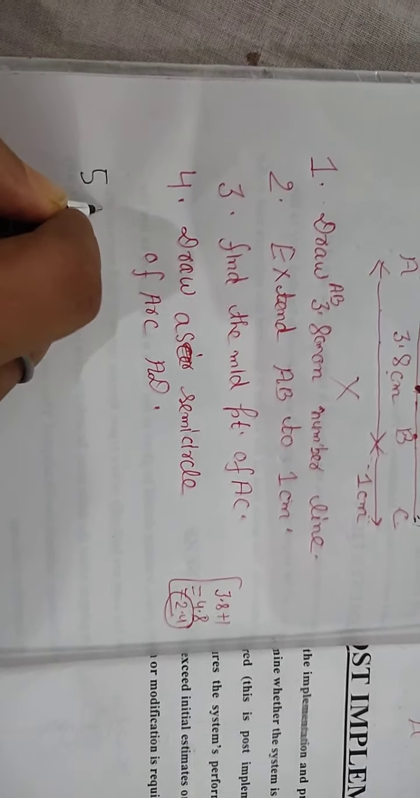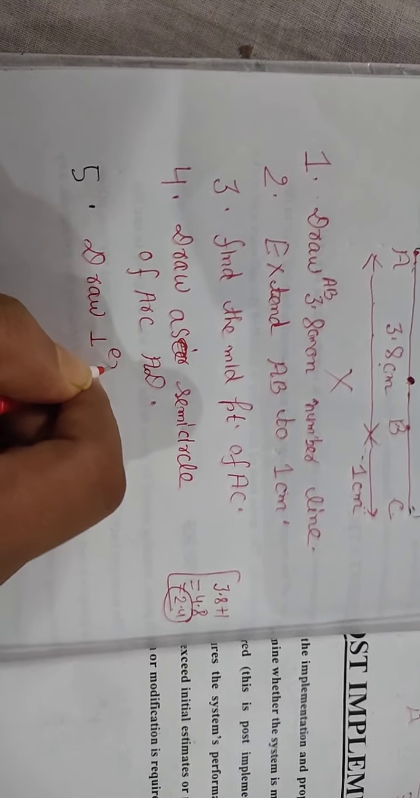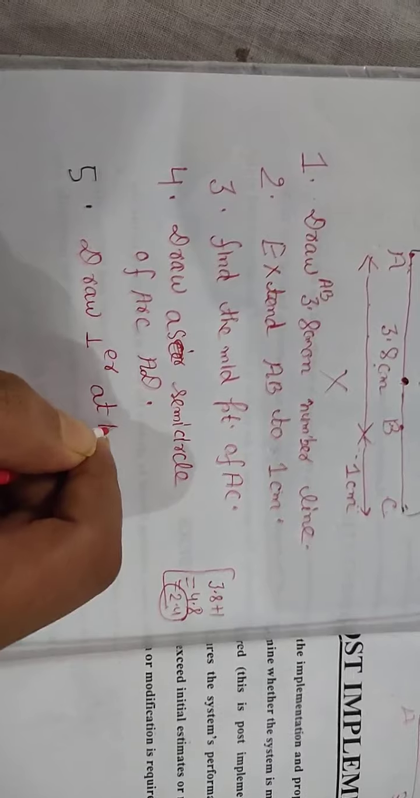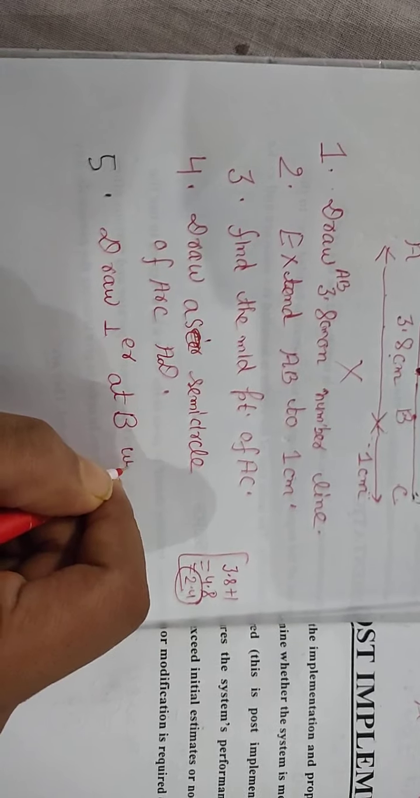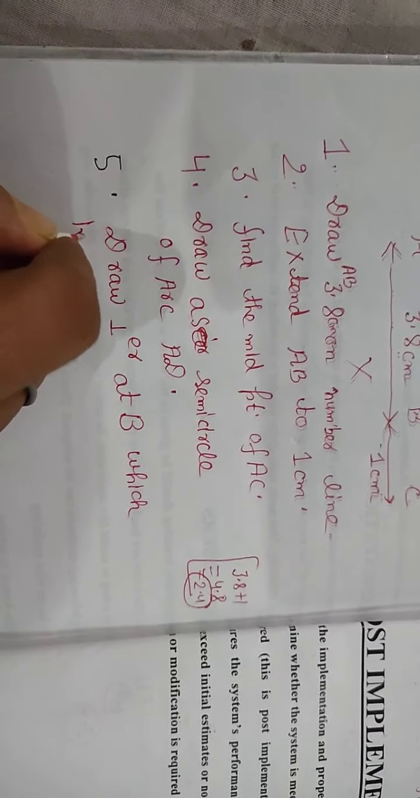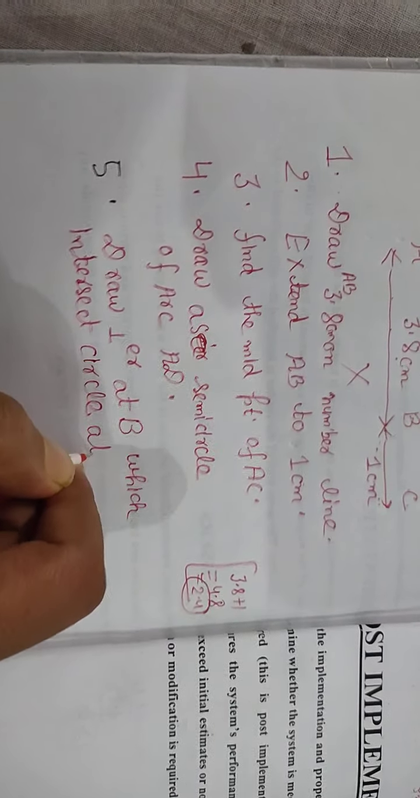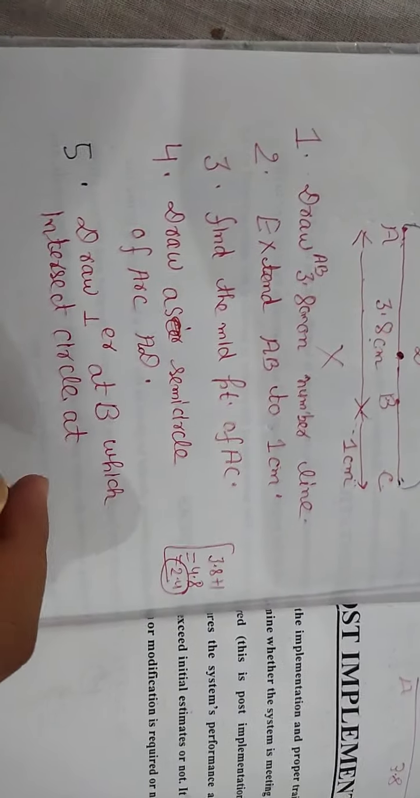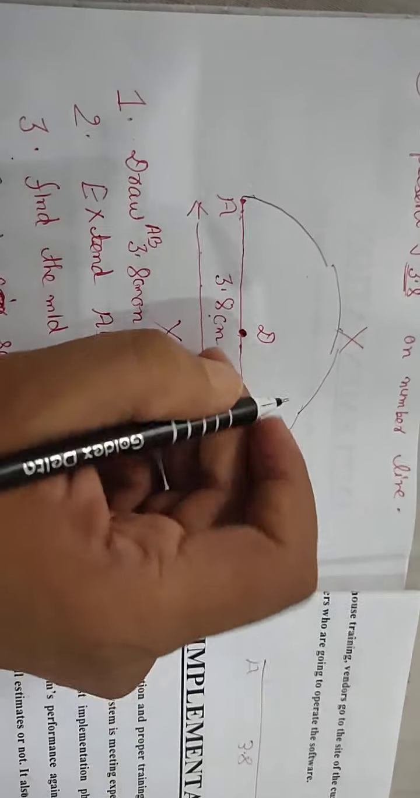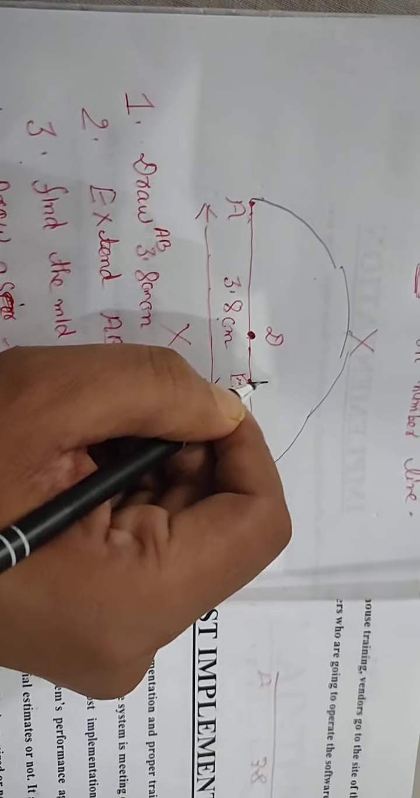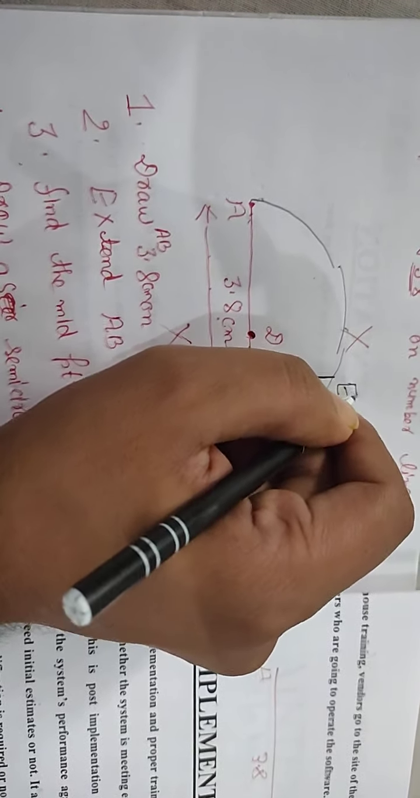Now we will draw a perpendicular at B. Draw a perpendicular at B which intersects the circle at a point, and suppose that it is E. So we have to draw the perpendicular here. By the protractor you can draw. We will draw a semicircle and it is the point E.